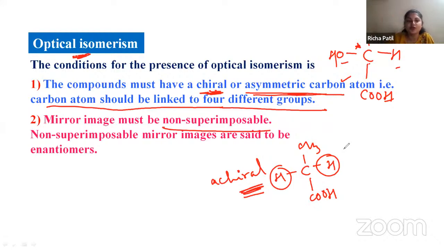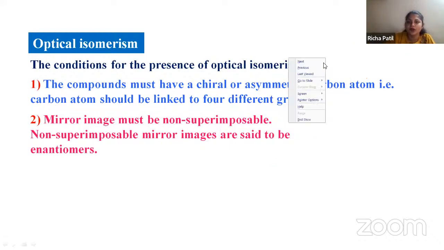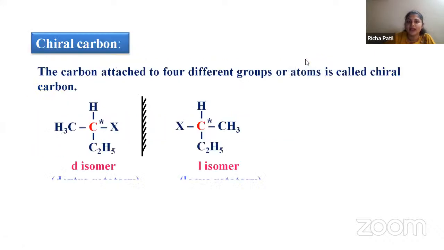If non-superimposable mirror images are there, then they are said to be enantiomers. So there are two conditions: it should be chiral, and the mirror images must be non-superimposable. For the molecule to show optical isomerism, it should be chiral or have an asymmetric carbon, and the mirror image should not be superimposable. These are the conditions for optical isomerism.